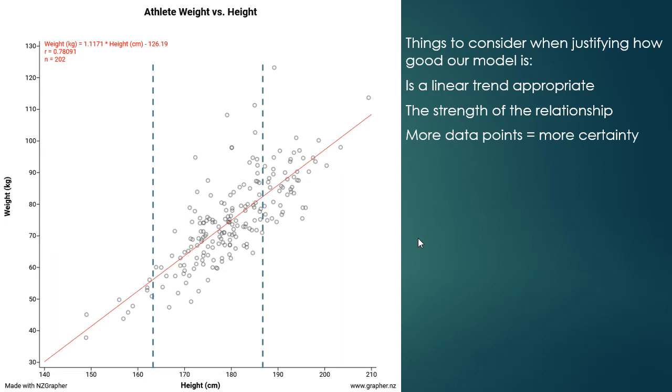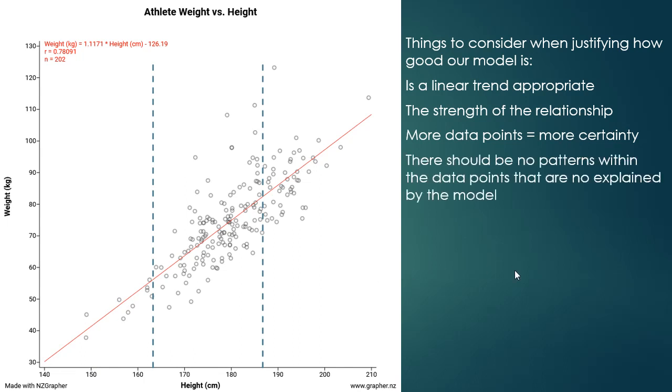The more data points, the more certainty we have in the model. So the more data points that are used to create the model, then the more certainty we have that our model is correct. So if we look at the heights, say below 160 centimetres, there's not very many data points there. So if we look at this part of the model in isolation, we can say there's not very many data points down here, so we have less certainty that our model is correct down the bottom.